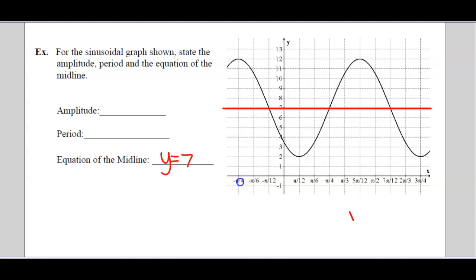If we ask you for the equation and you just say 7, you get it wrong. 7 is not an equation. Okay, so look for that word. In this case, it's easy. Amplitude is that distance there. So 12 minus 7 is 5.